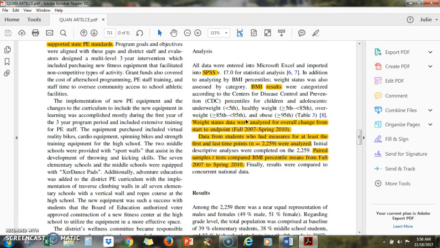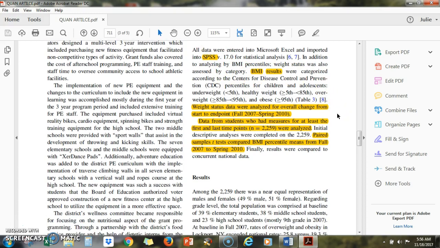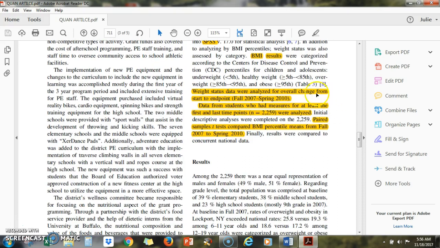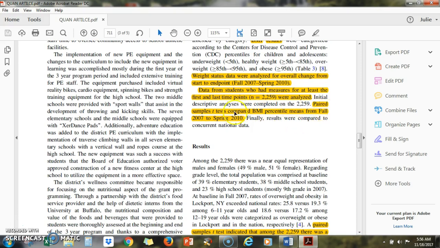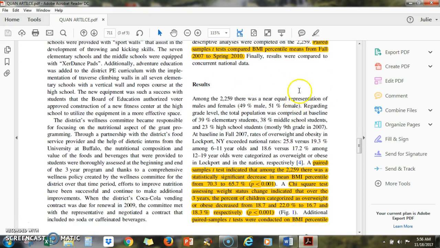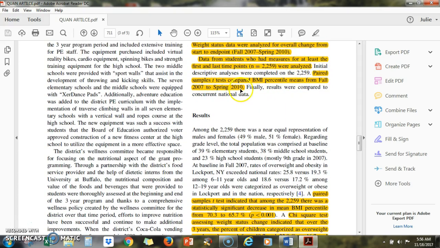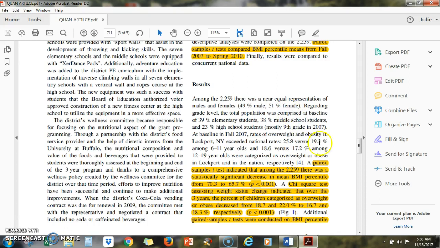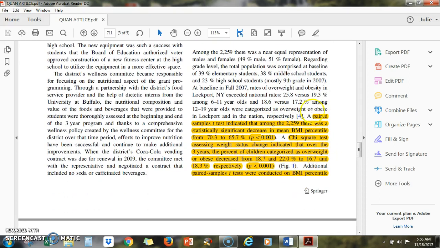Okay, so analysis and results. So they used a program called SPSS, and I pulled that over into the category, into the column, which I will show you. It tells you how they analyzed weight, and let's see, right here it says they used a paired samples t-test for a BMI percentile, and from fall 2007 to spring, the results. So here I know that they use paired t-tests, and I knew that from the abstract as well. And then if I scoot down further, I see this paired samples t-test and a chi-squared test.